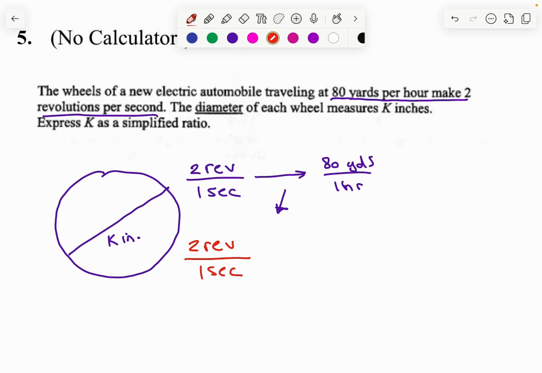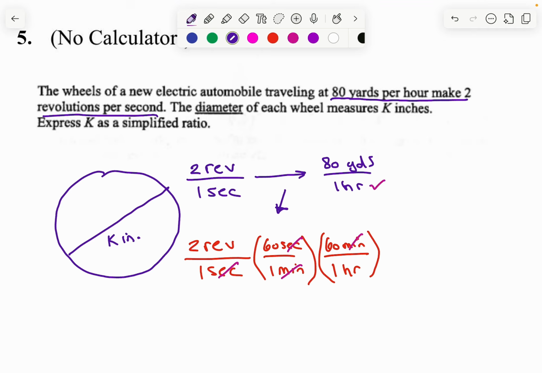So I have 2 revolutions per 1 second. Again, I need to turn seconds into hours, so let's do that first. Let me work through minutes, so 60 seconds per 1 minute. And then I know that it's 60 minutes per 1 hour. Seconds cancel, minutes cancel. Okay, so at least I got my hours done.